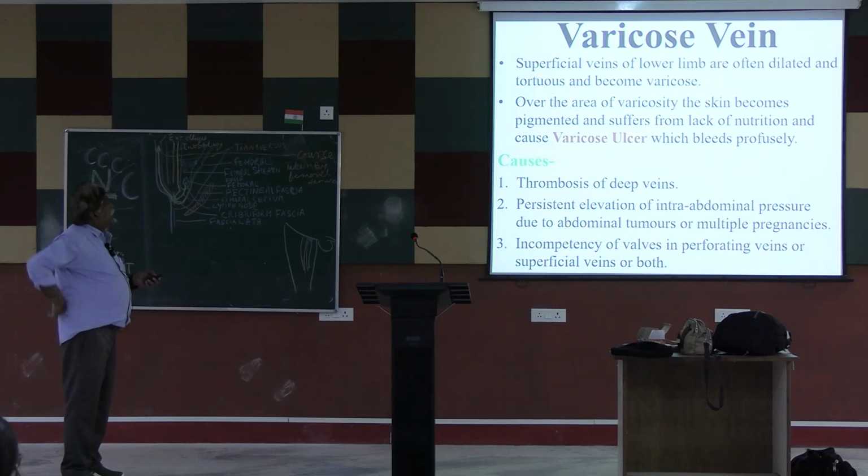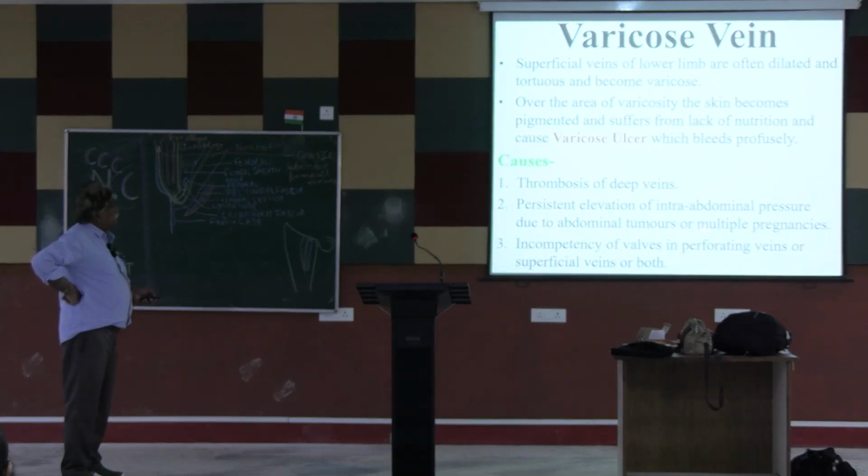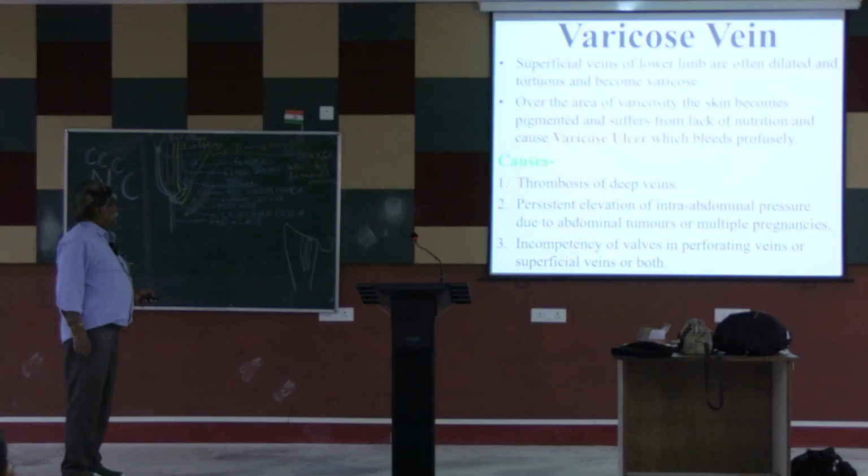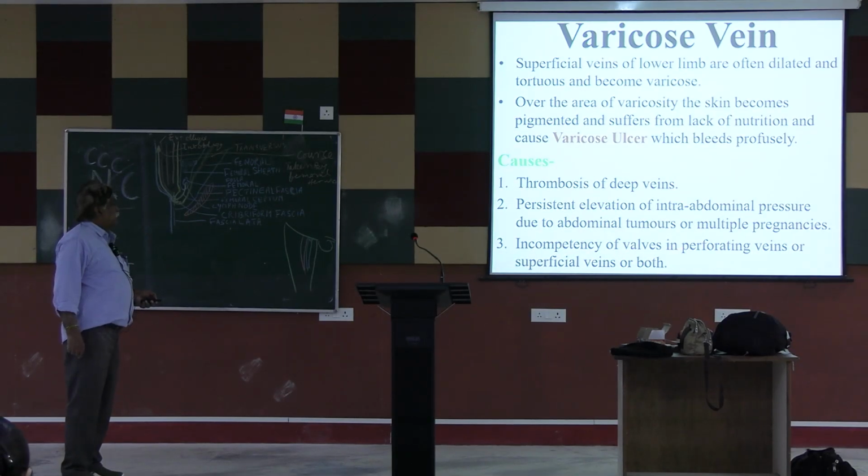Now, varicose vein: superficial veins of the lower limb are often dilated and tortuous and become varicose. Over the area of varicosity, the skin becomes pigmented and suffers from lack of nutrition and causes varicose ulcer, which bleeds profusely. Causes: thrombosis of deep veins, persistent elevation of intra-abdominal pressure due to abdominal tumors or multiple pregnancies, incompetency of valves in perforating veins or superficial veins or both.